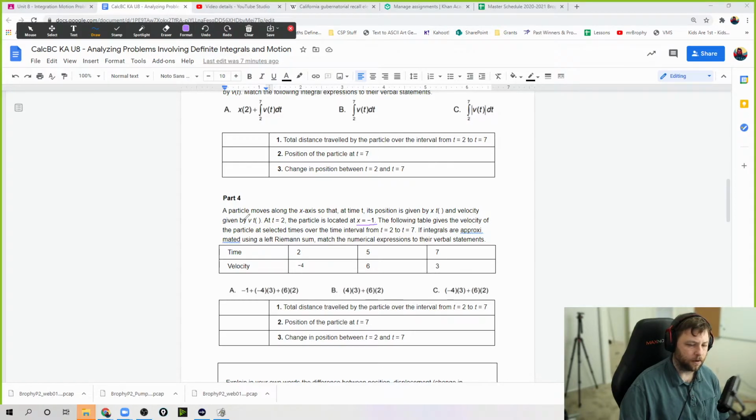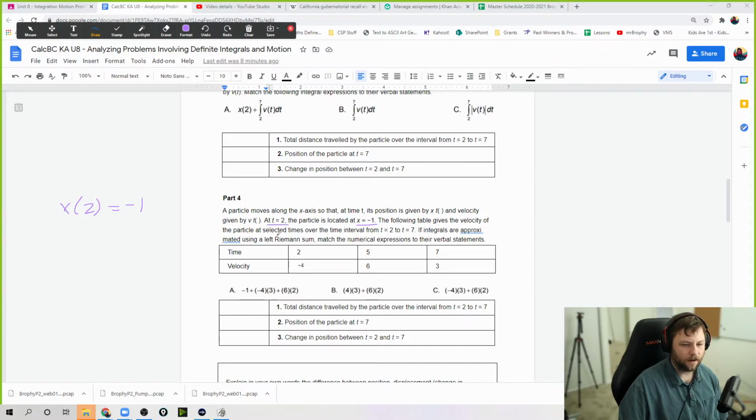velocity of the particle. So this is going to be, okay, with the table this time, at selected values from 2 to 7. If the integrals are approximated using a left Riemann sum, match the numerical expressions. Oh yay, we got to do those again. So a few things in here I'd like written down. At time 2, x equals -1, so I'm going to write down x of 2 is equal to -1.